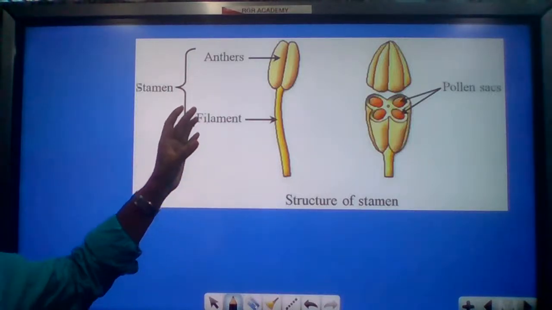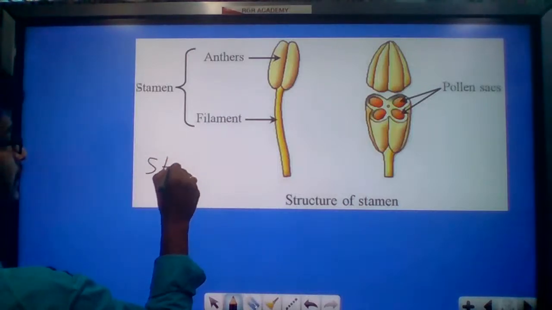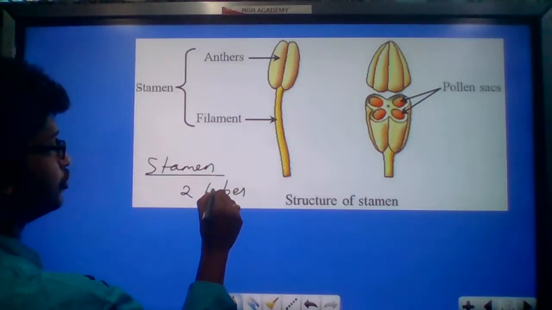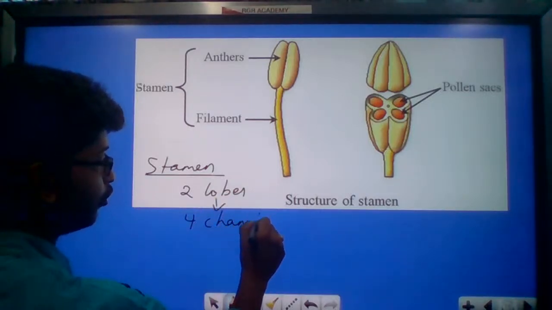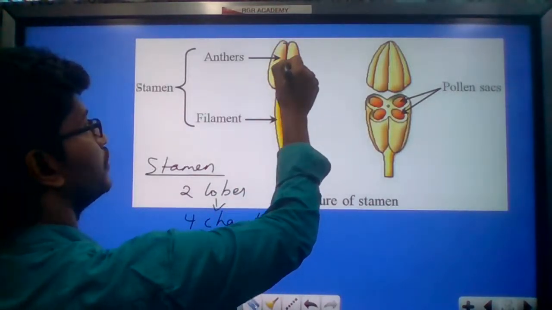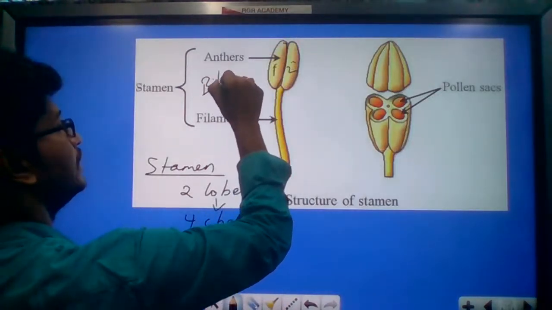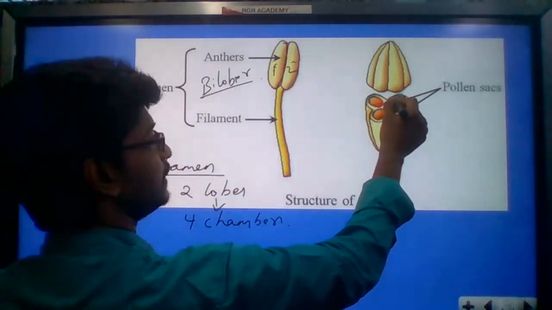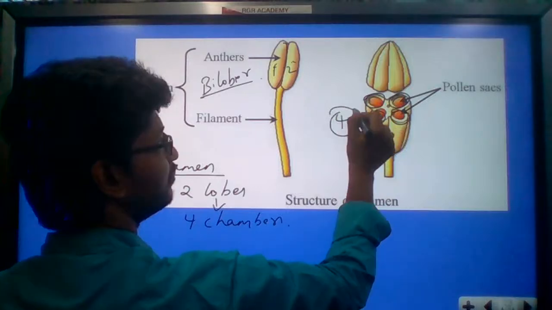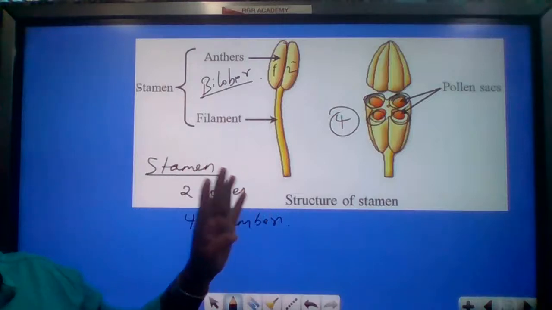The stamen usually consists of 2 lobes, and if it is 2 lobes, how many chambers? It consists of 4 chambers. This is lobe 1, and this is lobe 2. So the anther is a bilobed structure. When you cut it, you could see 4 chambers: 1, 2, 3, and 4. These are the 4 chambers, the theca, present inside the anther.